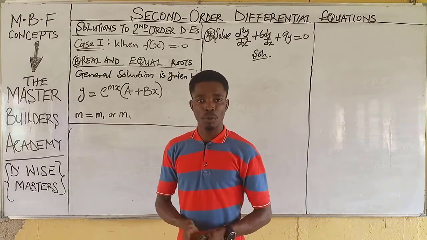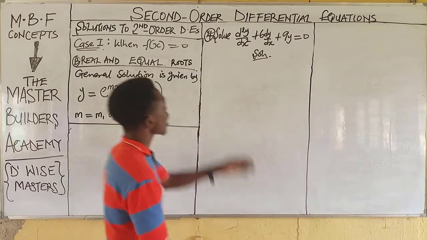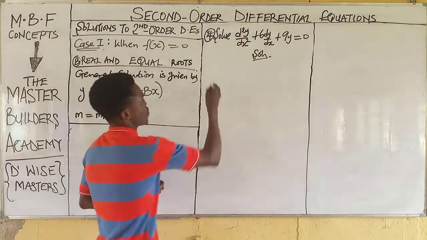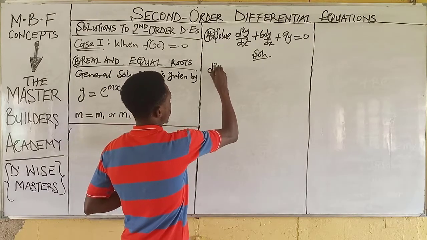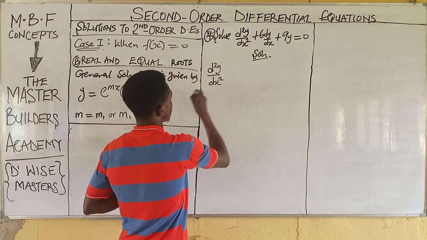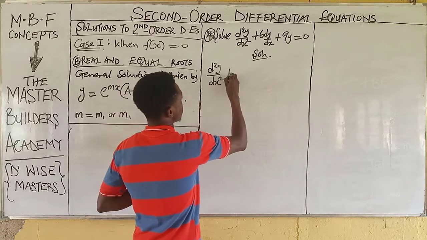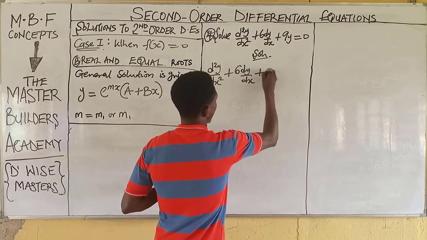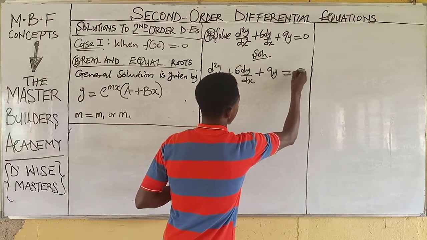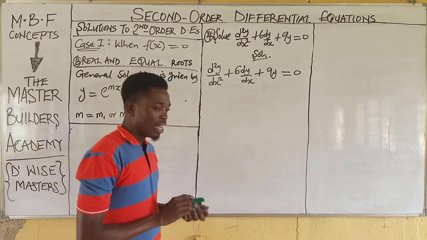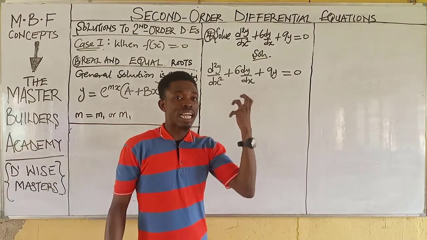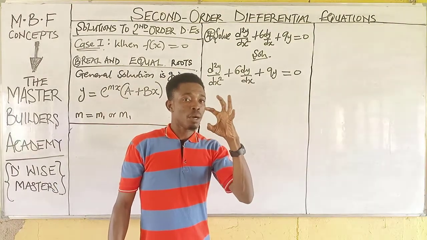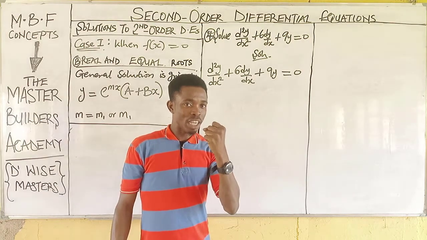Now, let's start solving problems from question number 4. We are asked to solve d squared y over dx squared, plus 6 dy over dx, plus 9y is equal to 0. I will teach you the shortcut of getting this, but let's work it out the way it should be.